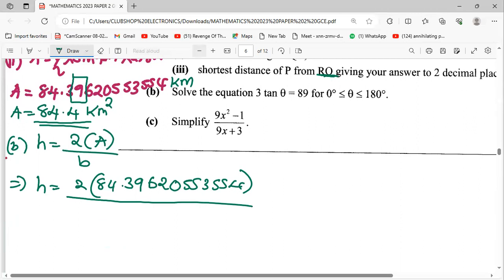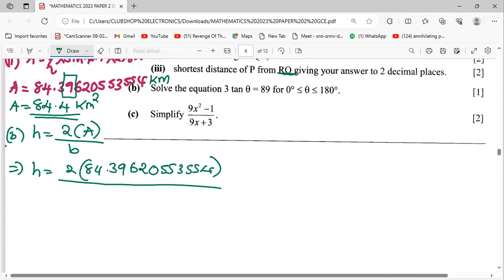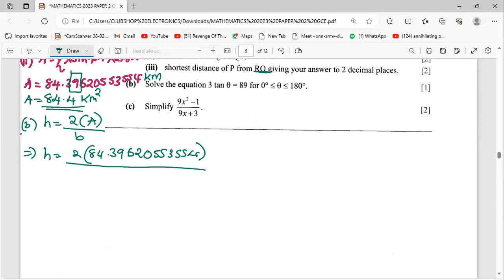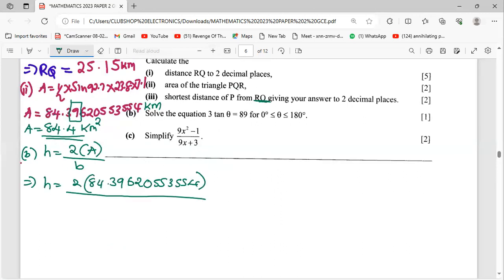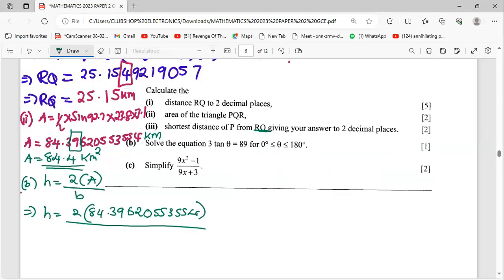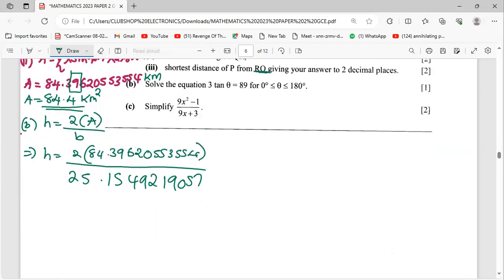0.39625535554 divided by our base is RQ, right? Our base is RQ. Then we got RQ to be, I'll write the whole value, 25.1549219057. So our height will be equal to, can get your operator, work it out.